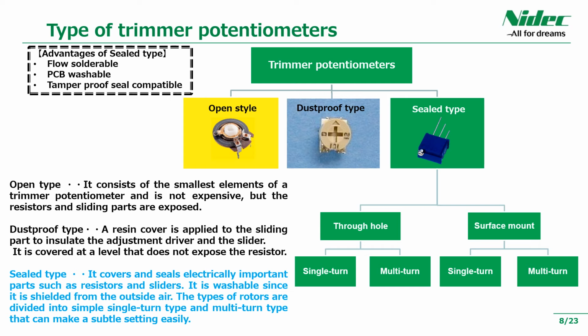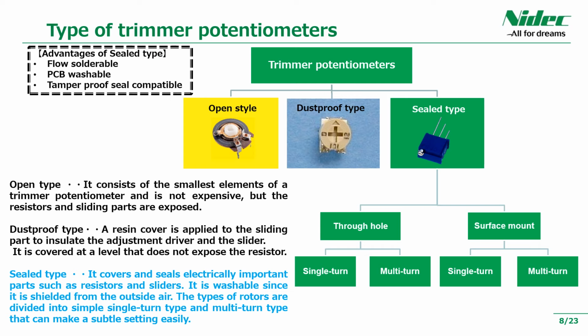There are three main types of trimmer mechanisms: open, dustproof and sealed type. The open type is small and inexpensive, but it requires careful handling because the sliding parts and resistors are exposed on the current-carrying parts. Second, the dustproof type is a trimmer with a structure in which a resin cover is attached to the slider so that it is not exposed. Some products with an O-ring in the rotating part have a certain degree of airtightness, but foreign matter may adhere to the sliding range and cleaning is not feasible after soldering.